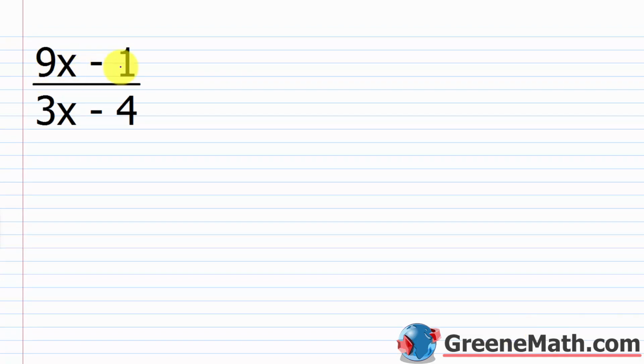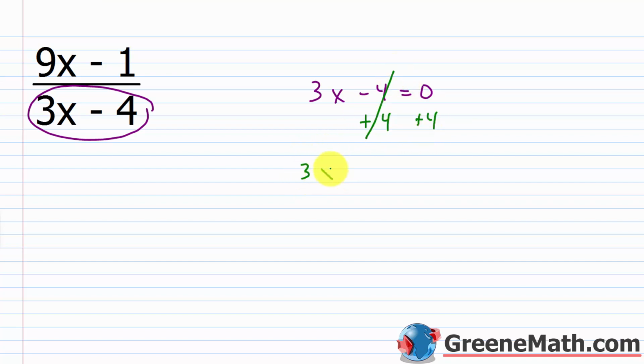So we have 9x minus 1 over 3x minus 4. Again, all we need to do to find the restricted values is take the denominator here and set it equal to 0. So we're going to solve 3x minus 4 equals 0. To solve this, I add 4 to each side of the equation. That cancels. I would have 3x is equal to 4. Divide both sides of the equation by 3, and I would end up with x is equal to 4/3.